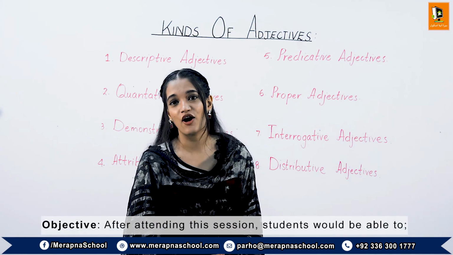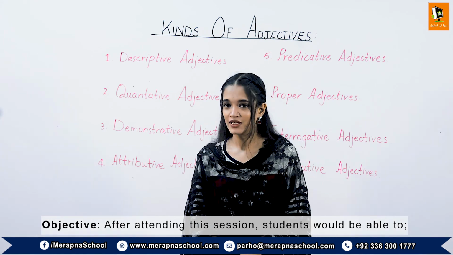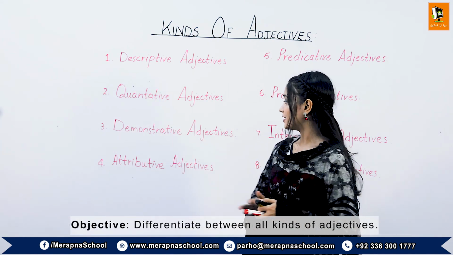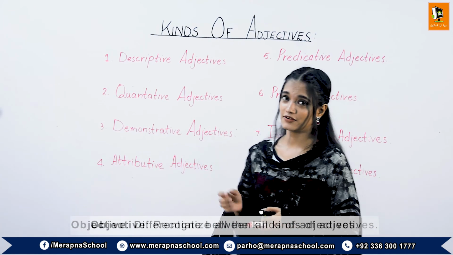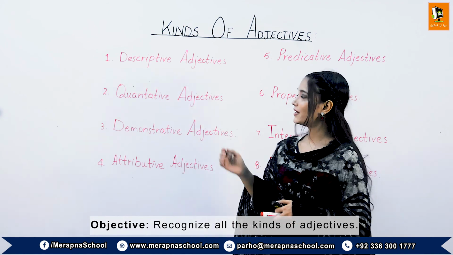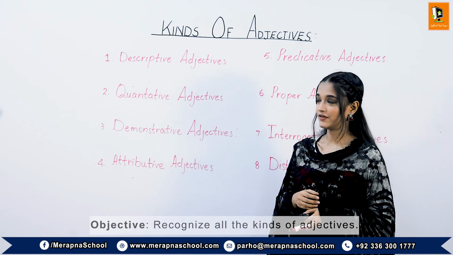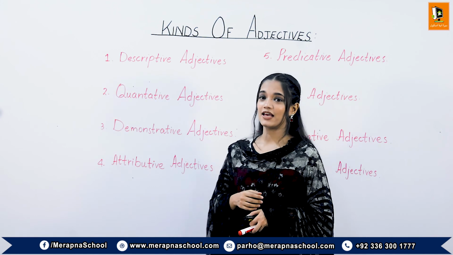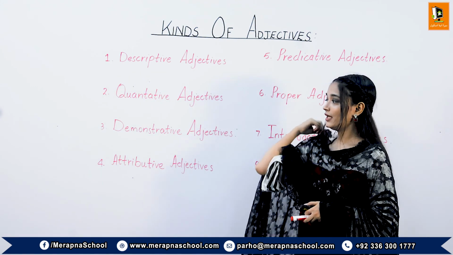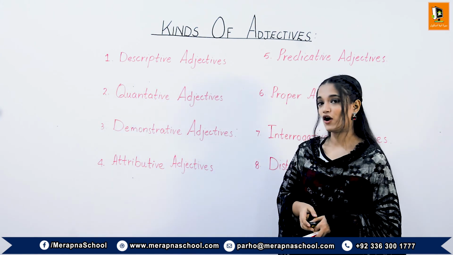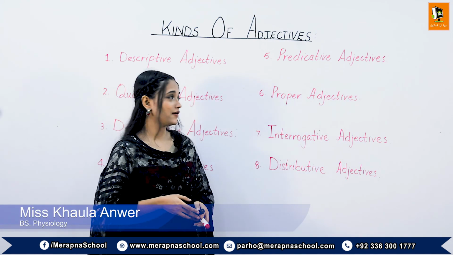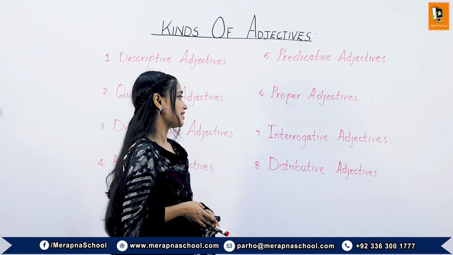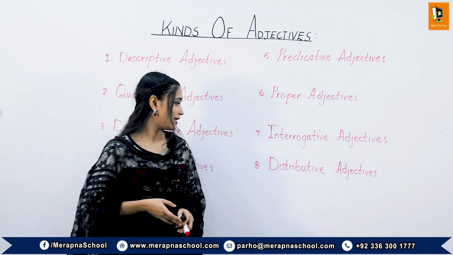In this session we are going to talk about how many kinds of adjectives are present, and a little bit of detail of each kind. There are many kinds of adjective, but there are 8 kinds present here. The first one is descriptive adjective. The second one, quantitative adjective. Number 3, demonstrative adjectives. 4th, attributive adjectives. 5th, predicative adjectives. 6th, proper adjectives. 7th, interrogative adjectives. And 8th, distributive adjectives.